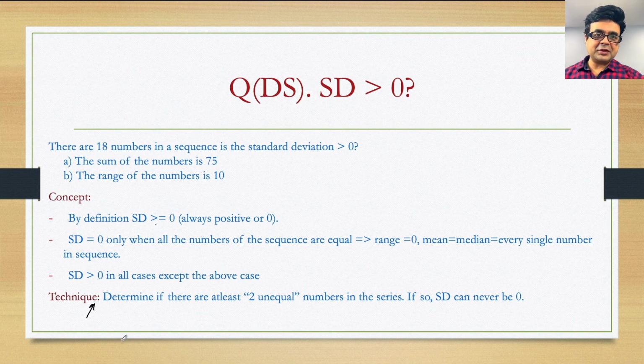If we are able to determine that at least two numbers are different in the series, then we know that the standard deviation has to be greater than 0. So we have to either determine that all the numbers are equal or determine that at least two of them are different, and then we will have a unique yes or no answer to the question.